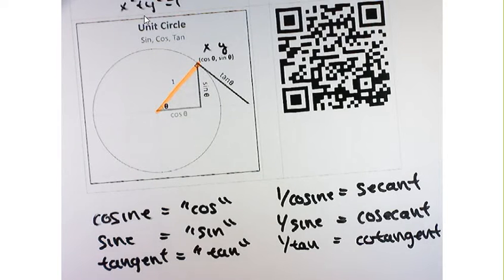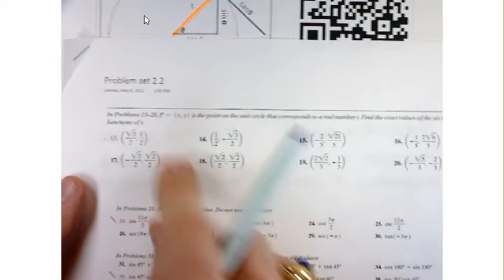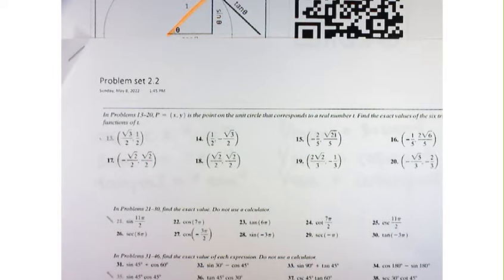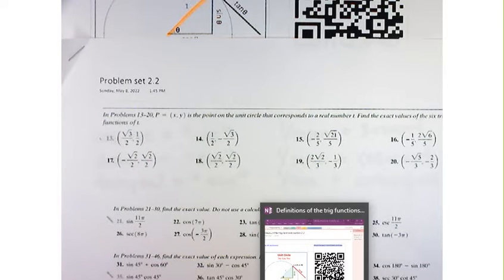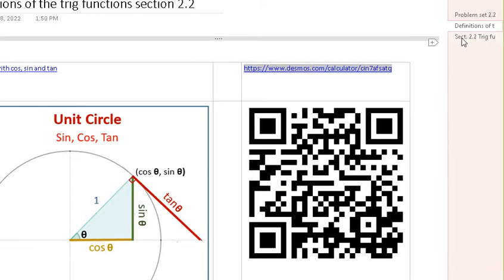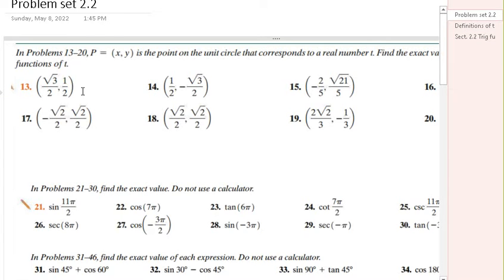So let's do a problem like you're going to see in your homework. And that would be find some trigonometric values of a particular point. So we'll start with this one right here. Square root of 3 over 2 and 1/2.